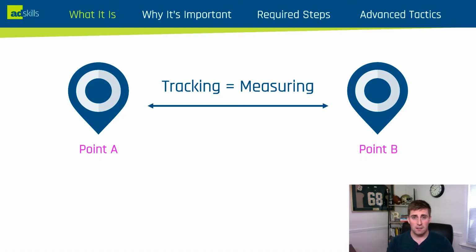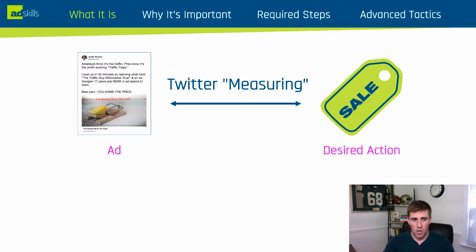So at the very highest level, tracking is simply measuring. You have to have three things to measure: a point A, a point B, and a way to connect them. And so that's all we're trying to do here, is we want to track from point A to point B to see what your results are. In the Twitter world, we want to measure from your ad to the desired action that's taking place on your website. That's all we're doing, is measuring with Twitter tools.